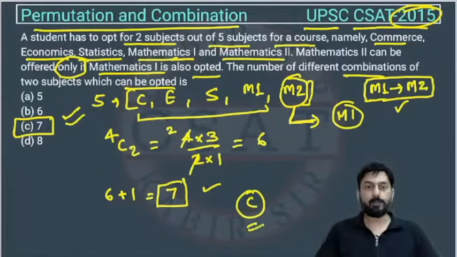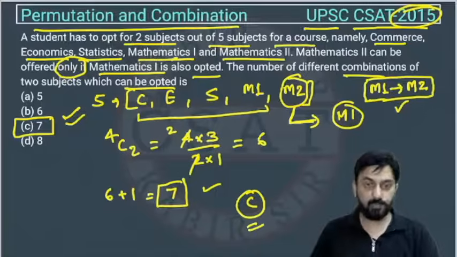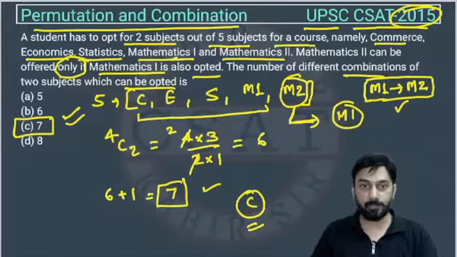I hope you all understood this. This was a very easy question. Just the language is tricky in the Permutation and Combination chapter. If you understand the concept and the language, you can solve it.